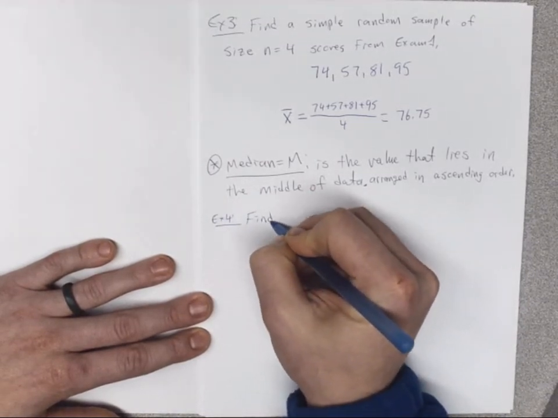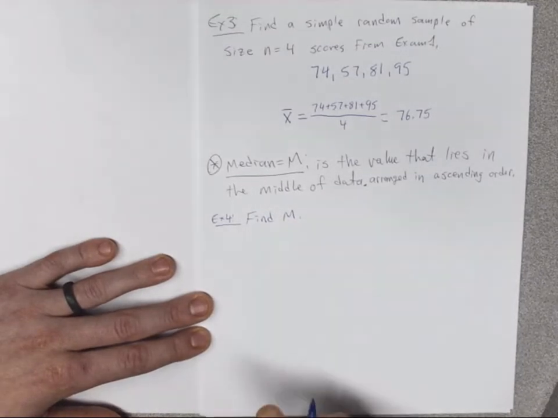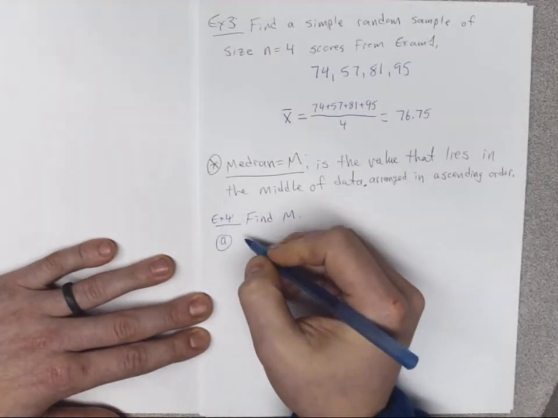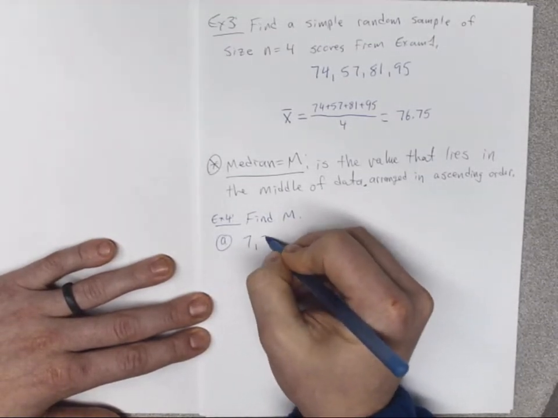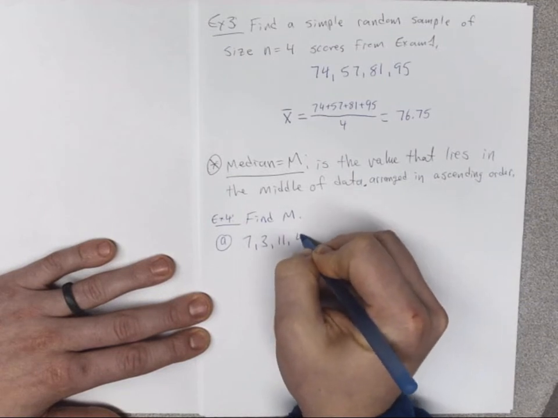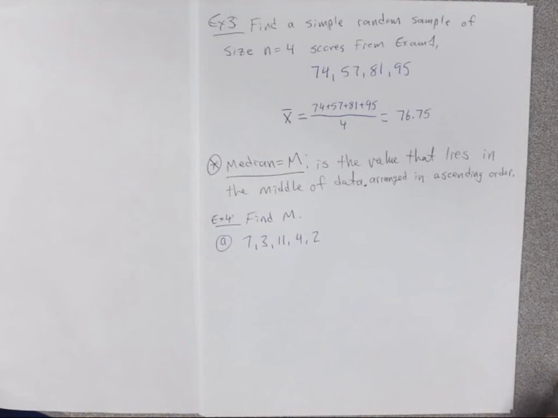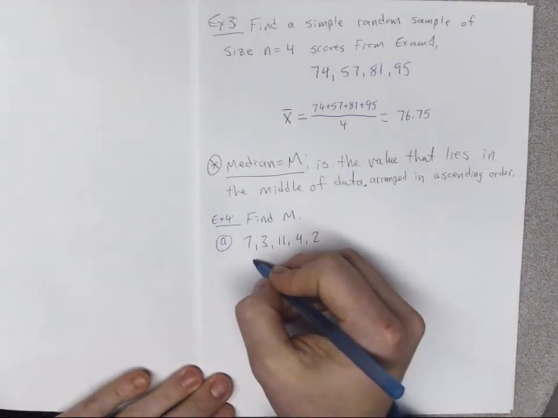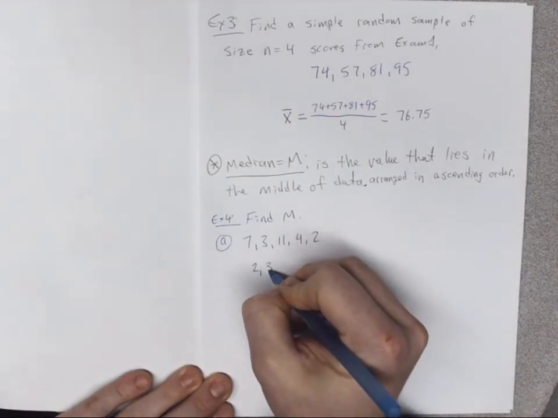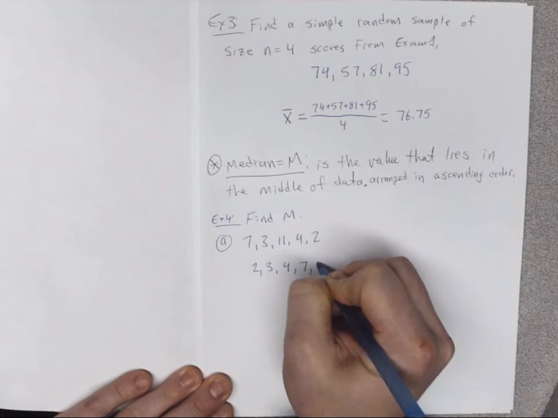Find M means find the median. And here's part A. Let's look at 7, 3, 11, 4, and 2. I'm just going to do a couple examples so you get the feel of how to find the median. So I have this set of data, and I want to find the median. So the first thing I have to do is arrange it in ascending order, so smallest to largest. So that will give me 2, 3, 4, 7, and 11.